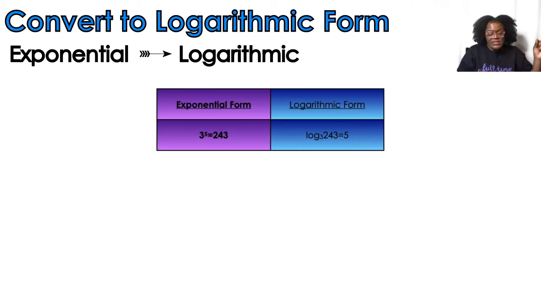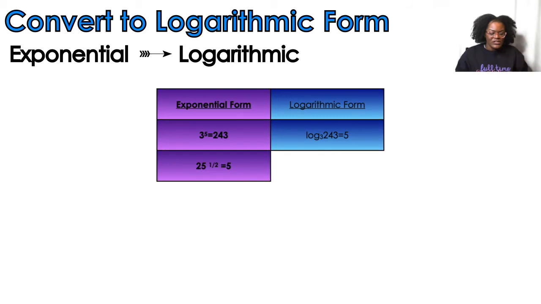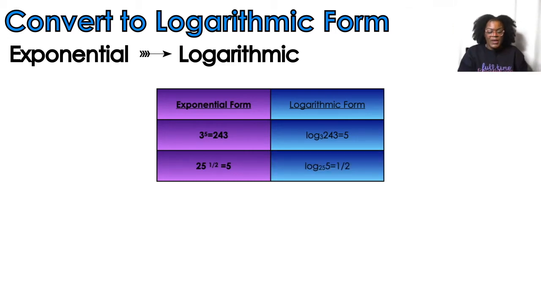So 3 is my base in the exponential form, and then in logarithmic form, it says log base 3, because that's how I read it. We're trying to make connections here, because I know this is foreign to you, okay? So 25 to the 1/2 equals 5. Do a little loop-de-loop in your head, and you get log base 25 of 5 equals 1/2. Exponent is your answer. Say it with me. Exponent is your answer.